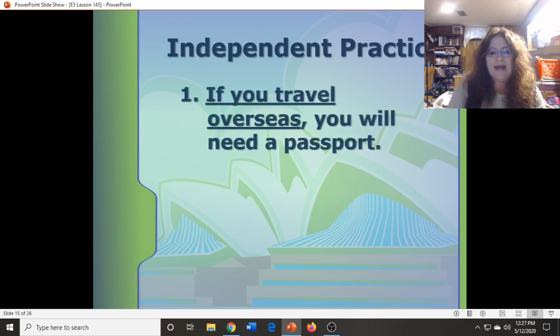Number 1, if you travel overseas, you will need a passport. Okay, look for the subordinating conjunction. It is if. Look at the underlined words. If you travel overseas. It starts with a subordinating conjunction. It is not a complete thought. It cannot stand on its own, so it is a dependent clause.